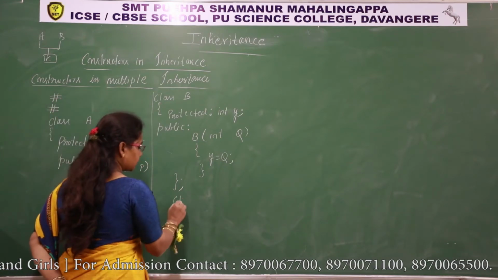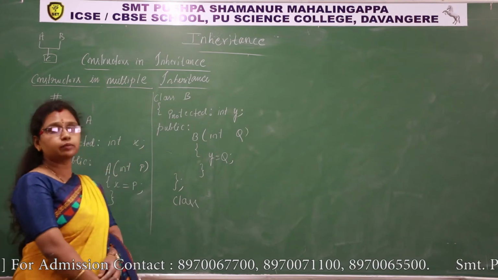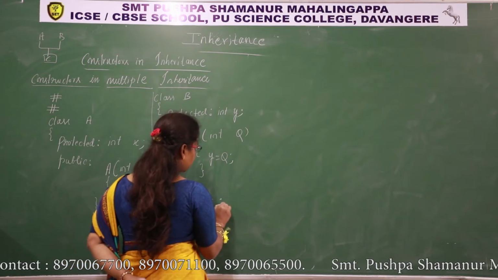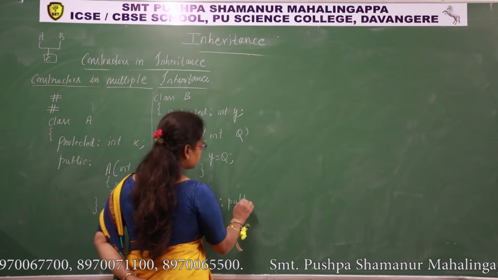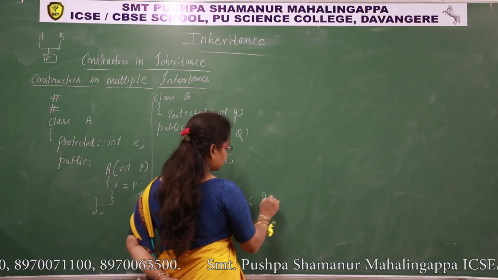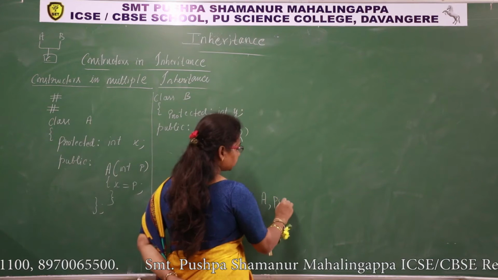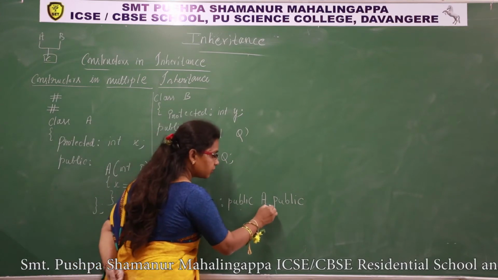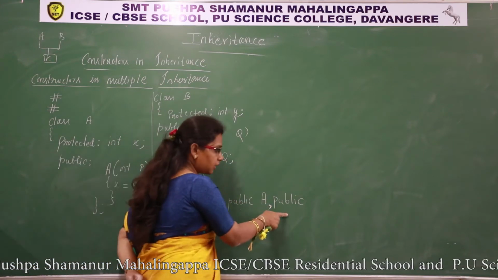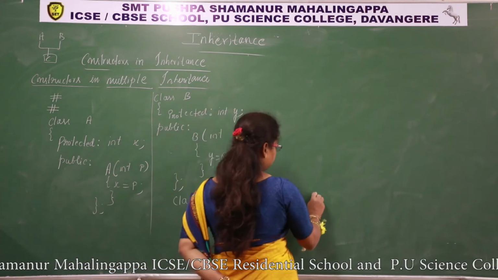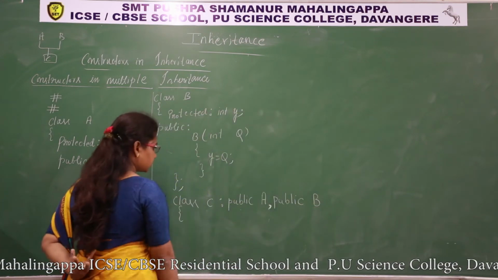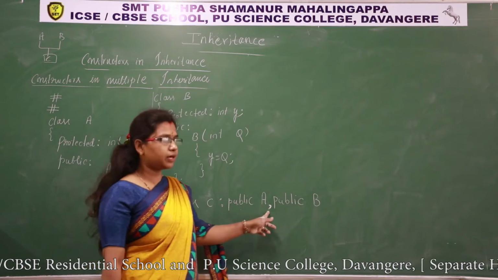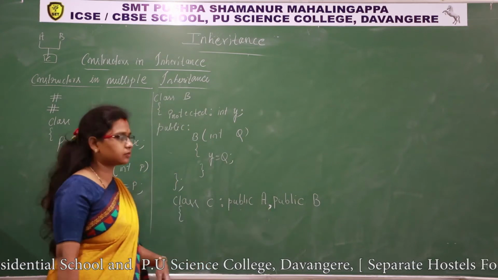We all know the syntax, how to derive a class from two or more base classes in multiple inheritance. Class C, colon, I'll inherit both classes in public mode, public A, comma, public B. These minute things you should not forget. You must write comma here. After inheriting one class, to take another class, we have to write the comma operator. Usually students will make mistakes in such instructions. So colon, comma, space, we have to observe these things.